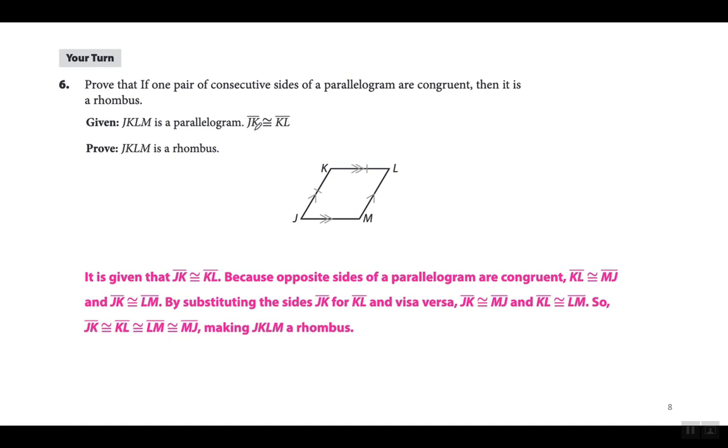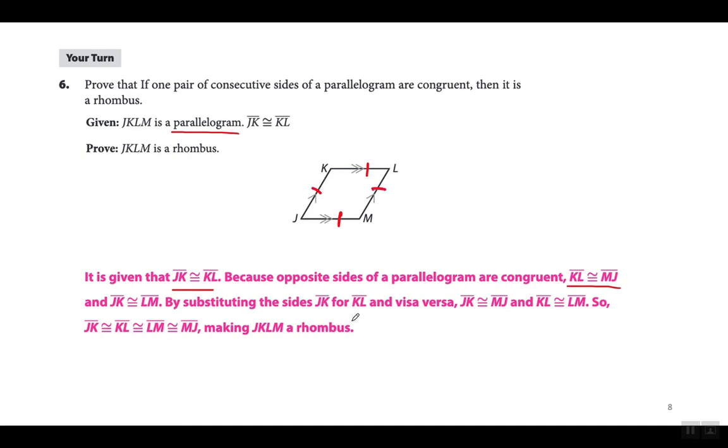All right, so it says here JK is congruent to KL. It is given that JK is congruent to KL because opposite sides of a parallelogram are congruent. So once they told you that this is a parallelogram, it's okay to say, hey, opposite sides are congruent. So since opposite sides are congruent, KL is congruent to MJ. So KL, which is this one, is congruent to MJ. And JK, which is this one, is congruent to LM.